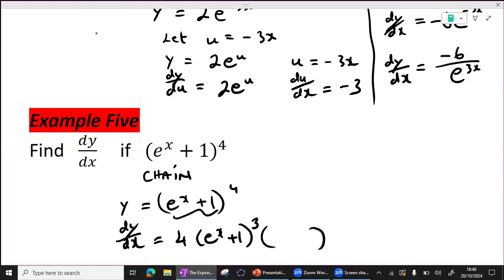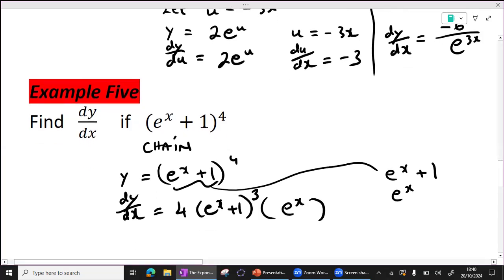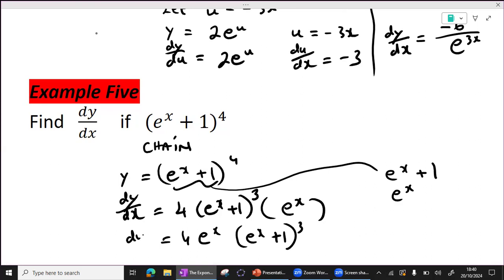So if I differentiate that, now you can take it to one side if you wish. We might do that just for the first one anyway. But it's an easy enough one, because when you differentiate e to the x, you get e to the x. And when you differentiate 1, it goes to 0. So that ends up being e to the x. So piecing it together, 4 times e to the x, and then it's e to the x plus 1 cubed. And that is my derivative.